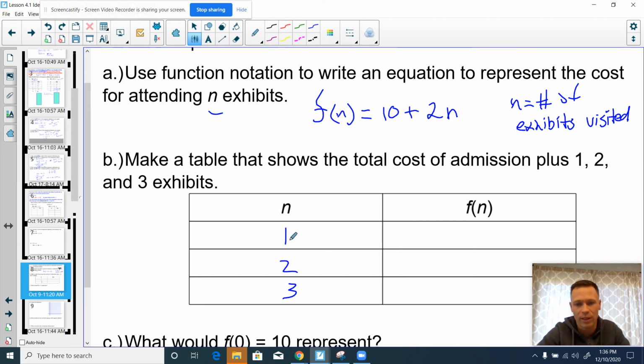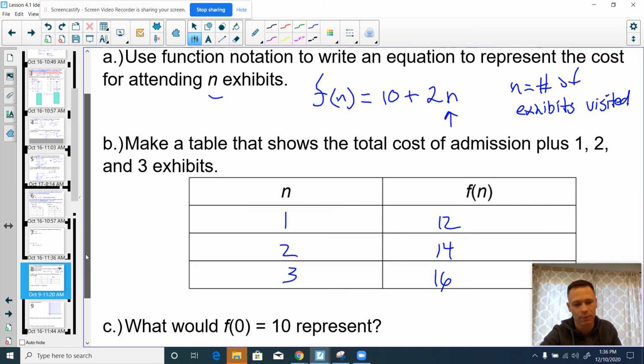If I go to one exhibit, well, that means that 1 is going for n here, right? So 2 times 1 is 2. Add 10, I got 12. It's $12. 2 exhibits, 2 times 2 is 4, plus 10 is $14, and then 3 times 2 is 6, plus 10 is $16. That's what it costs individually for seeing those exhibits, right? If I see 3 total, then it's $16.